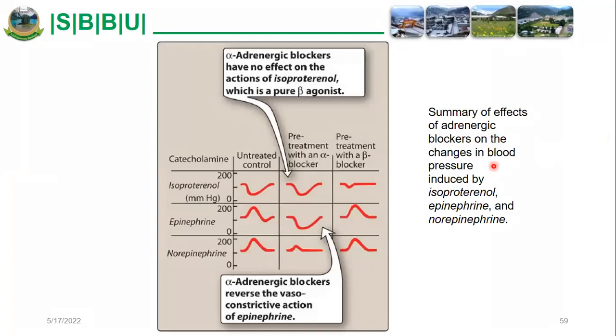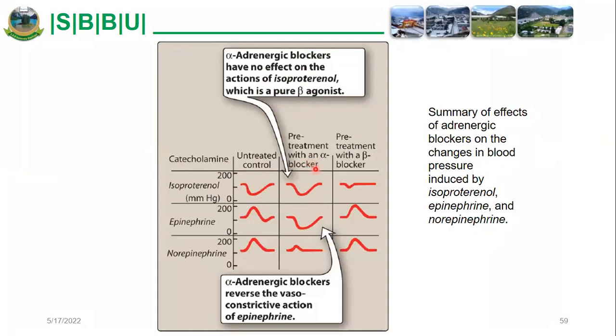This is the summary of the effects of adrenergic blockers on the changes in blood pressure induced by isoproterenol, epinephrine, and norepinephrine. Let's just understand this one. Alpha adrenergic blockers have no effect on the action of isoproterenol, which is the pure beta agonist. Isoproterenol is the pure beta agonist. And if this is the blood pressure rise, the blood pressure lowers down in this one.